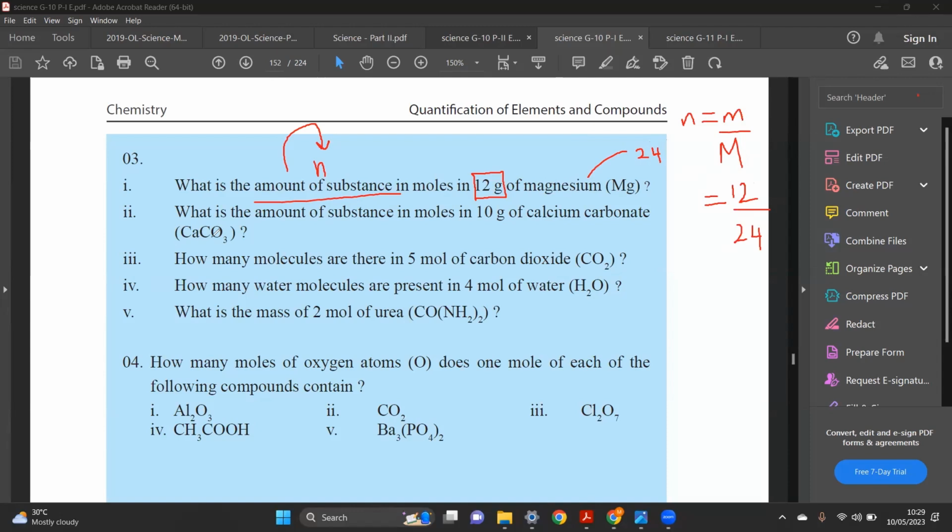All right. Then what is the amount of substance in moles in 10 grams of calcium carbonate? It's pretty much the same thing. Molar mass of calcium carbonate, don't worry, you will be given. It's 100. And the mass is also given. You just need to do the division. And if you look at the third one, these are the ones where you tend to get a little confused. How many molecules are there in 5 moles of carbon dioxide?